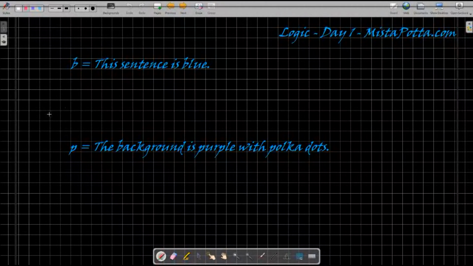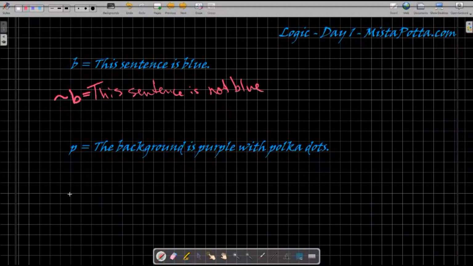So let's say I've got this sentence. This sentence is blue. The opposite of this would be, this sentence is not blue. And again, notice I'm using a lowercase letter to represent this sentence as blue. In order to represent symbolically the opposite of a sentence, I'm going to put a tilde in front of that letter that we're using. B represents the sentence, this sentence is blue. So negation B, tilde B, is going to represent the opposite of that. The sentence is not blue.